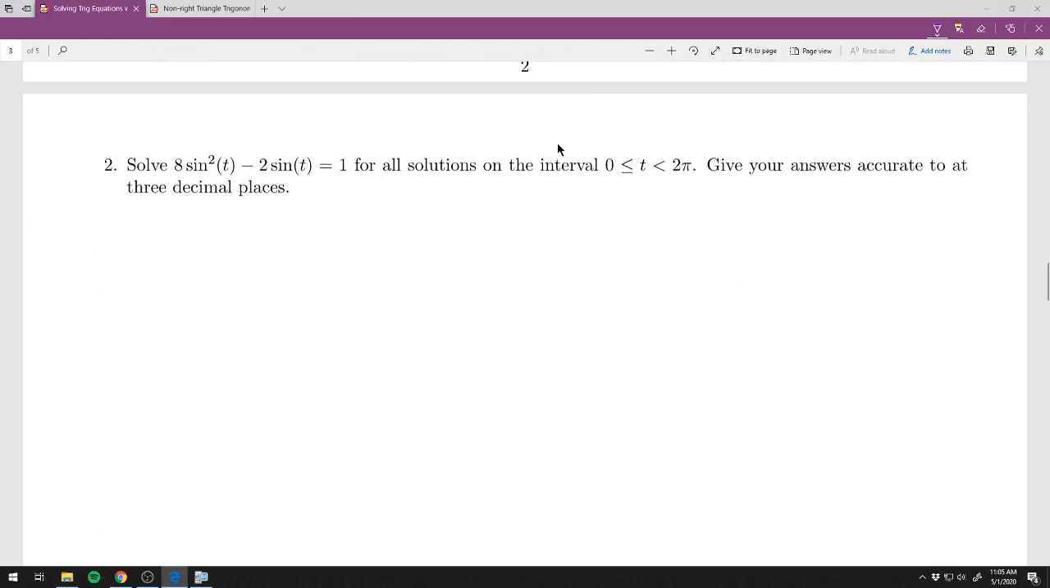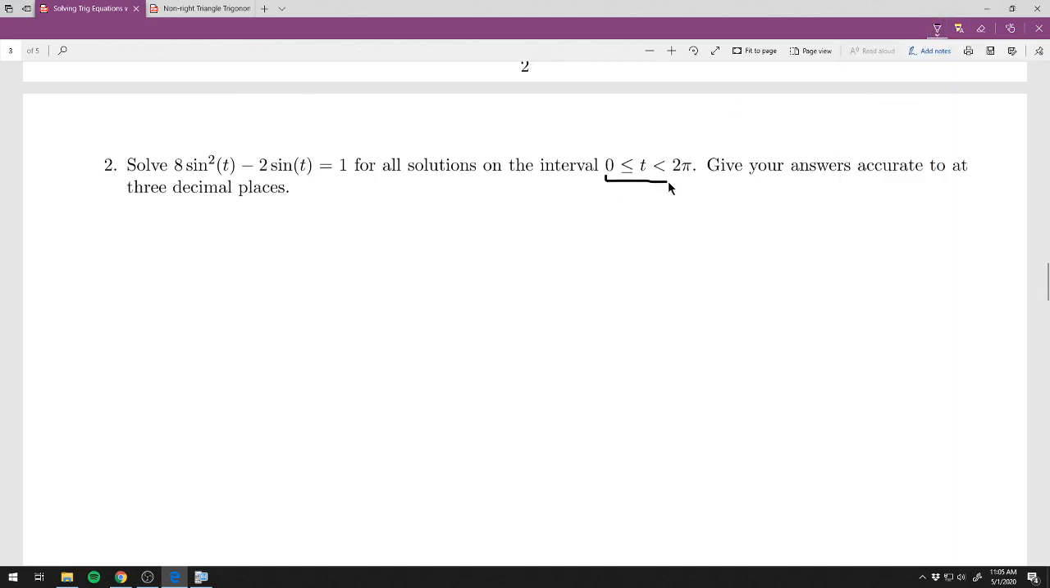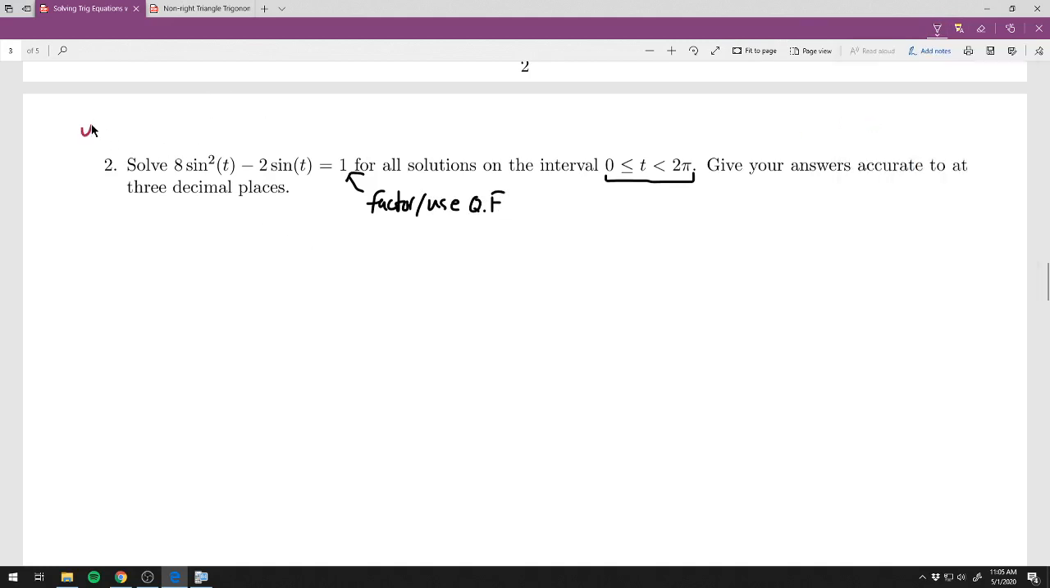So the next one says solve 8 sine squared of t minus 2 sine of t equals 1 for all solutions between 0 and 2 pi. Same exact directions. And we immediately again want to think about factoring or using the quadratic formula. And I'm going to start doing the same thing I did last time and replace sine of t with y. Now it looks like we're solving 8y squared minus 2y equals 1.